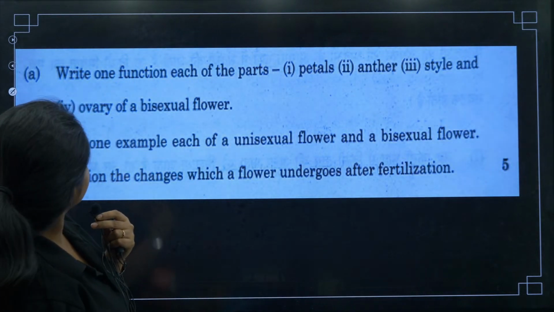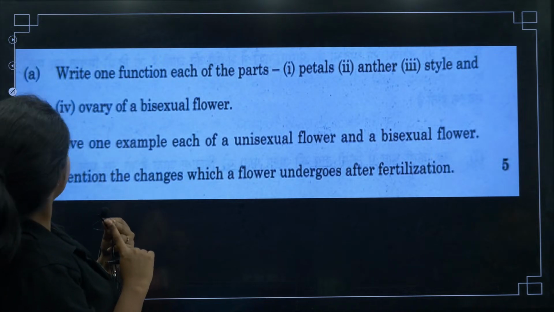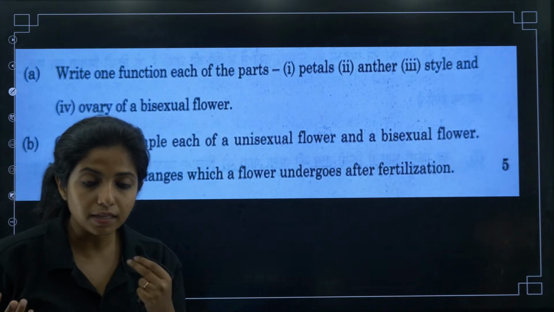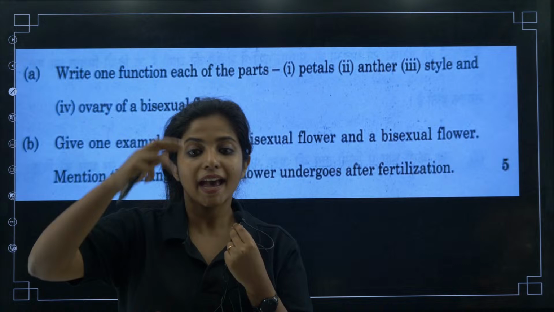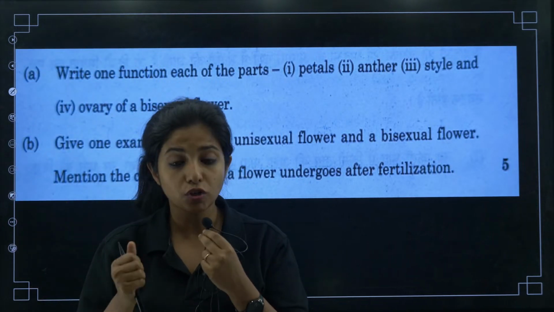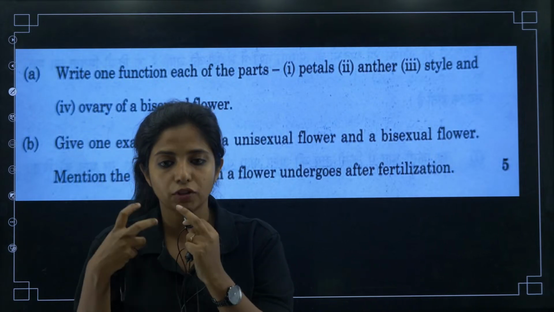Write one function each of the parts: petals, anther, style, and ovary of a bisexual flower. Okay, so what is the use of petals? Petals are there so that they can attract pollinators, so that they can come and help in the whole process of pollination. Also, in the bud stage, they protect the female and male reproductive parts which are inside.